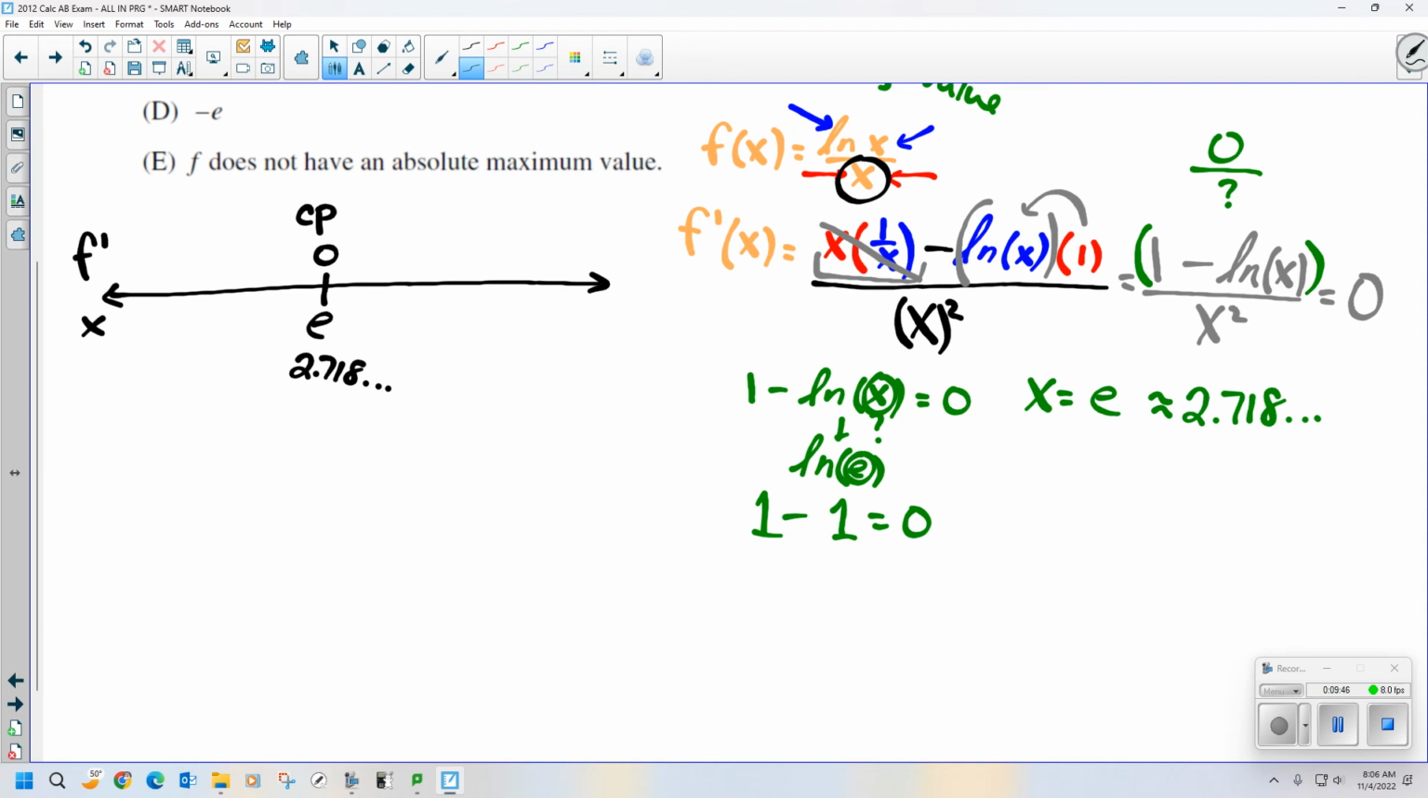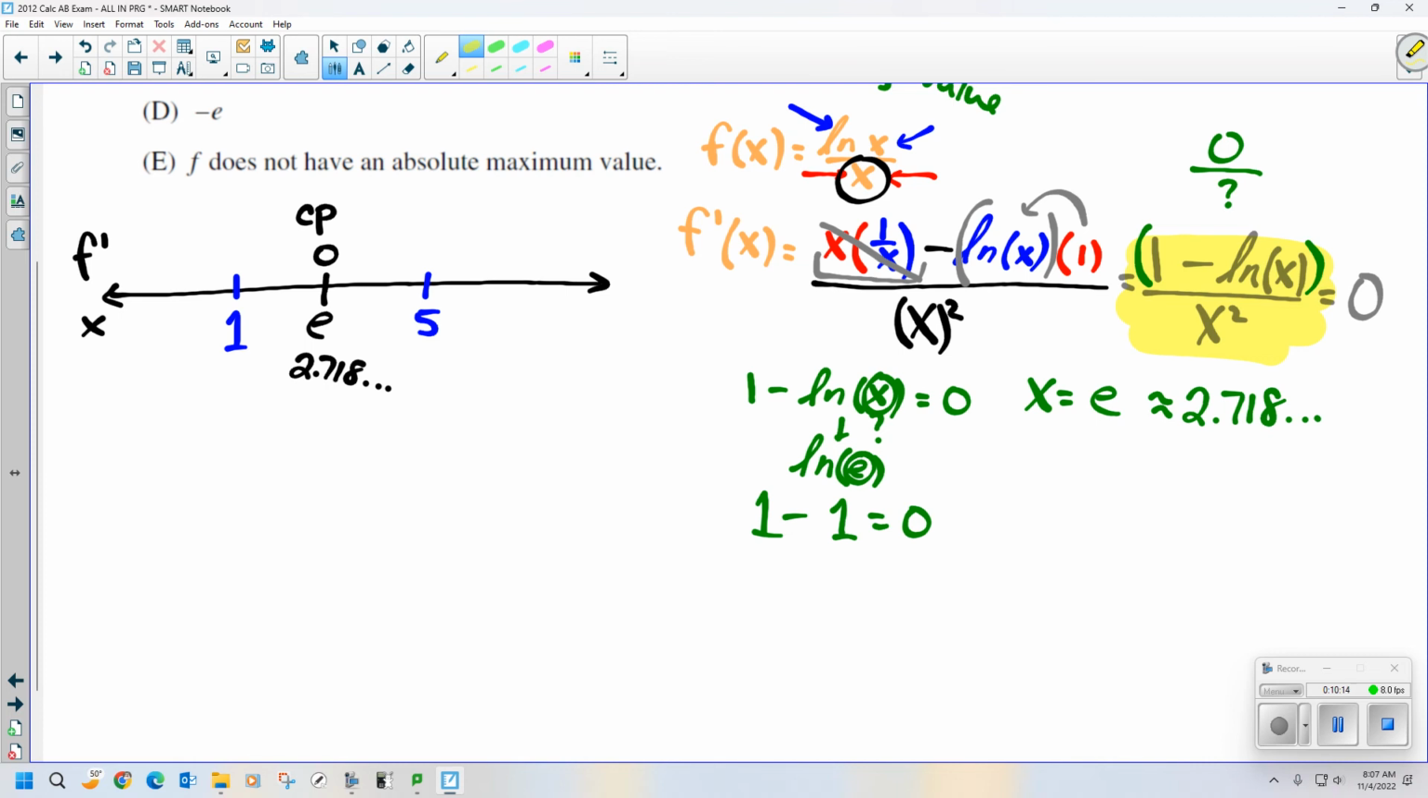All right, so I'm going to pick numbers. I'll pick 1 because I know my rules for natural log. And then I'm going to pick, I don't know, 5. I can pick any number. And again, I've got to put that into the derivative. The derivative is this thing right here. Now, something nice with our derivative. The denominator is squared. What does that mean?